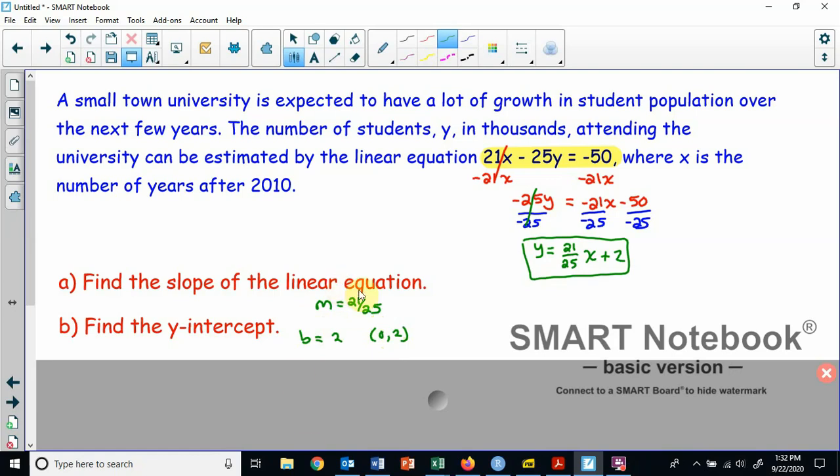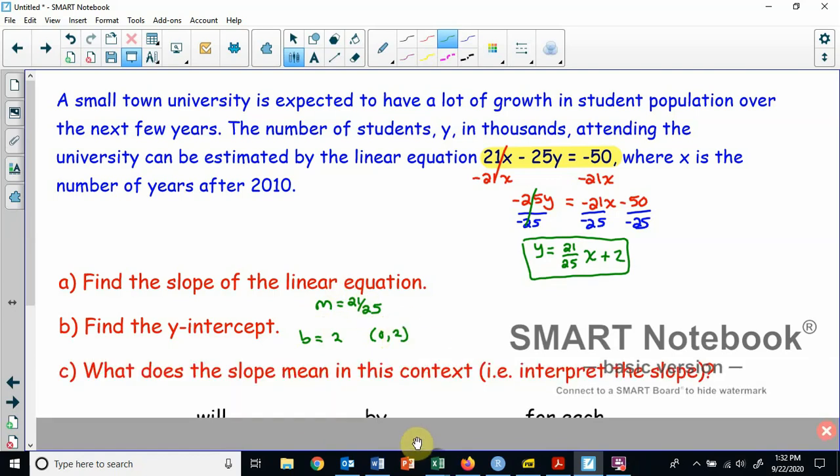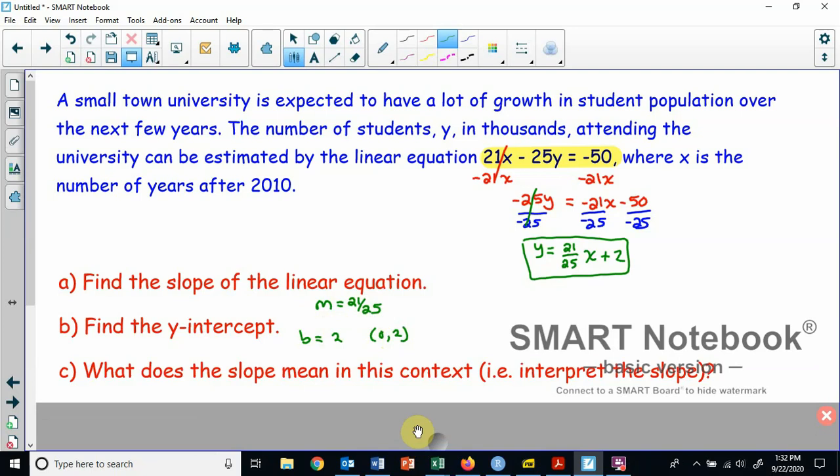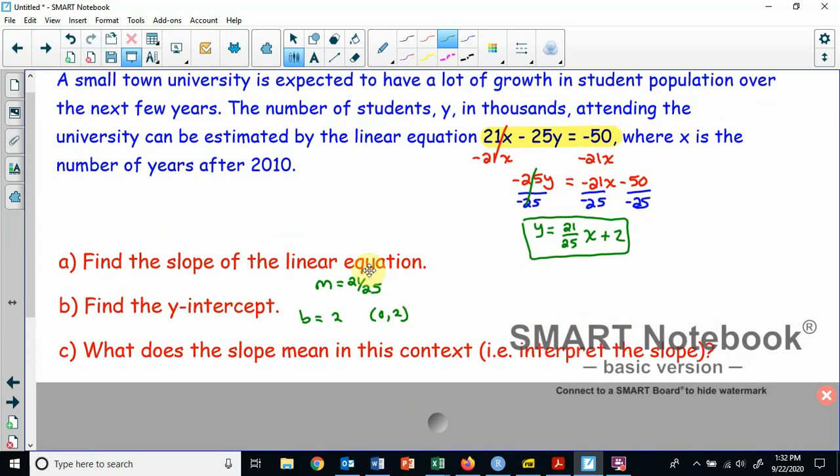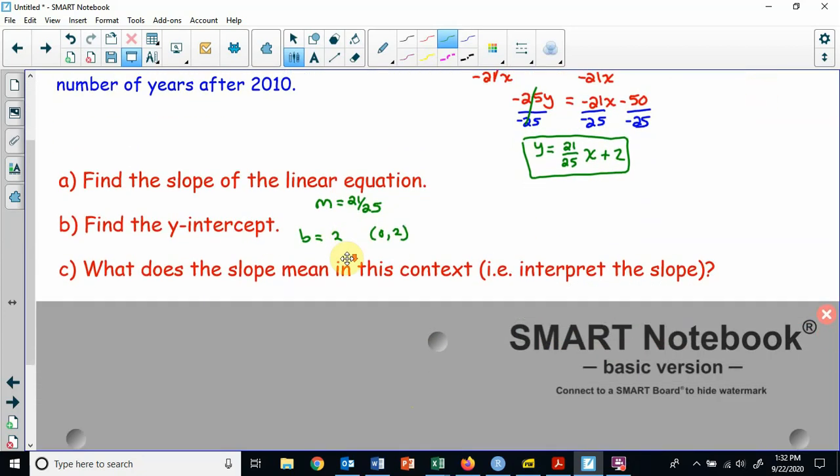Now we get to the questions that tend to cause people to scratch their heads a little bit more. Can you interpret the slope? What does the slope mean in this context? You can't read it because of the watermark. Interpret the slope, okay? So what we're wanting you to do is write a complete sentence to interpret what the slope means.